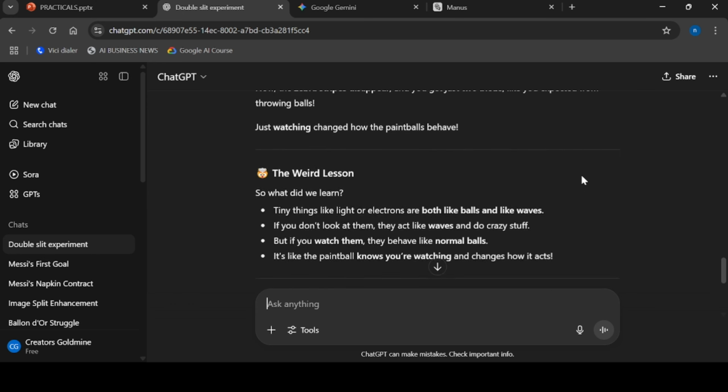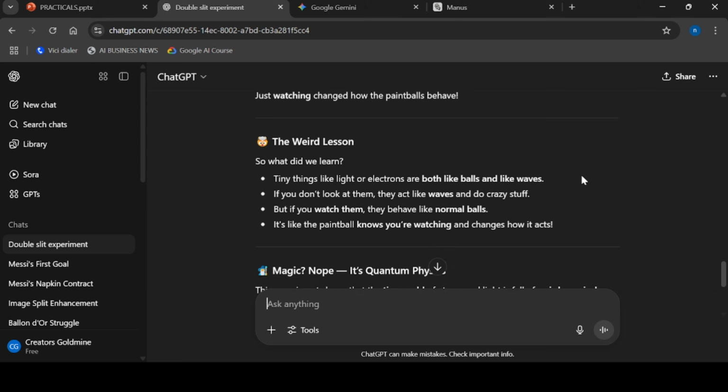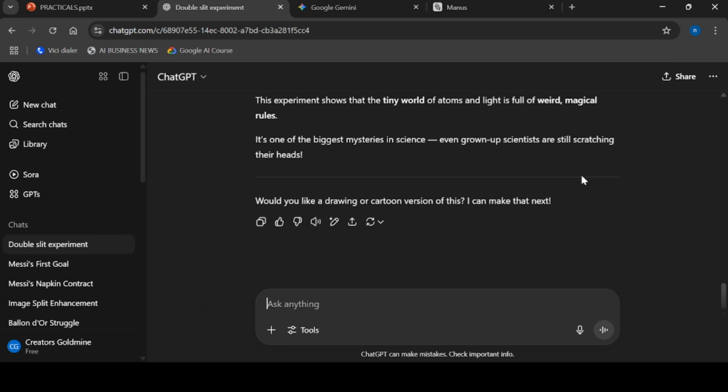The weird lesson. So what did we learn? Tiny things like light or electrons are like both balls and waves. If you don't look at them, they act like waves and do crazy stuff. But if you watch them, they behave like normal balls. It's like the paintball knows you are watching and changes how it acts. Now, let's break this down.